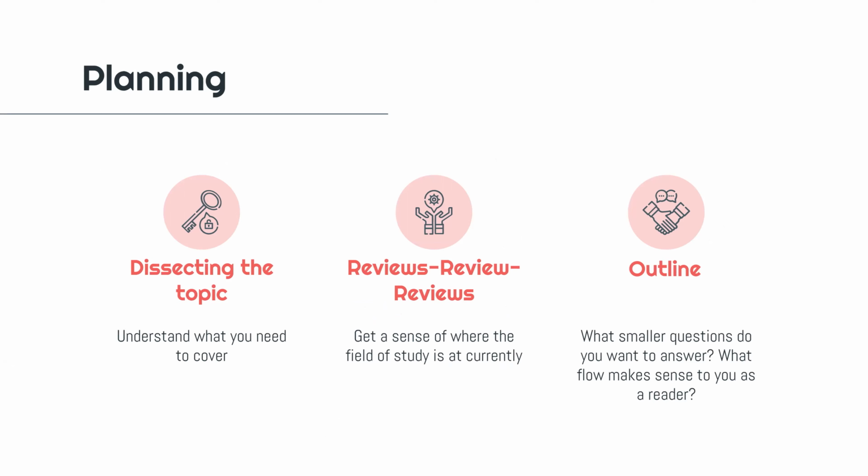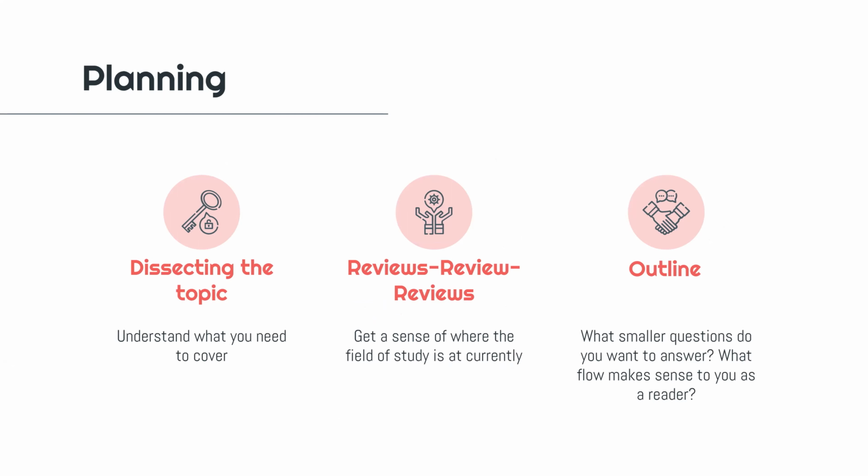So we're going to go through 3 basic parts of the planning stage. The first part is just going to be dissecting the topic. So this is really understanding the topic that you are going to be covering and knowing exactly what the specific parts that should be included in your paper would be.